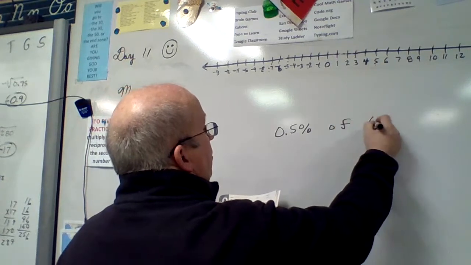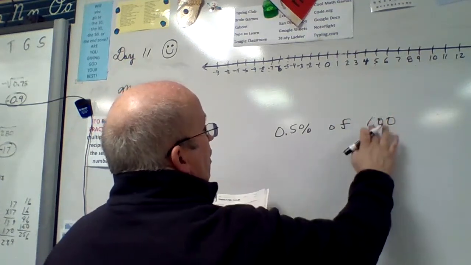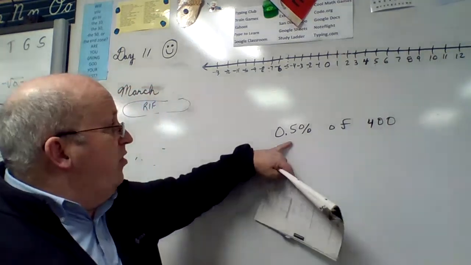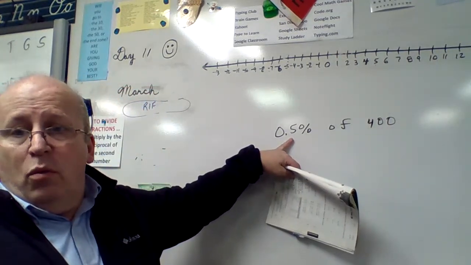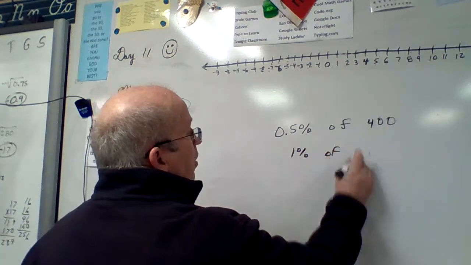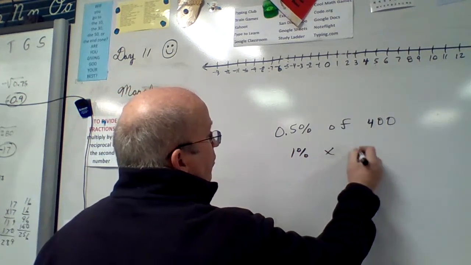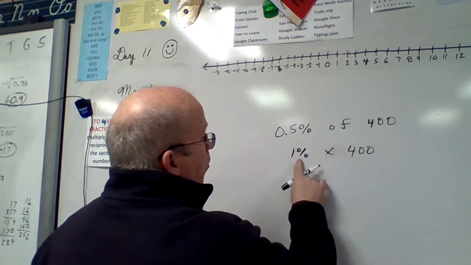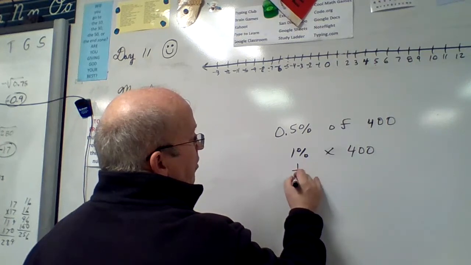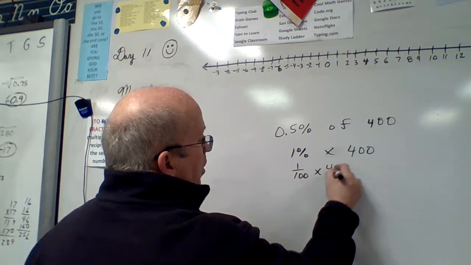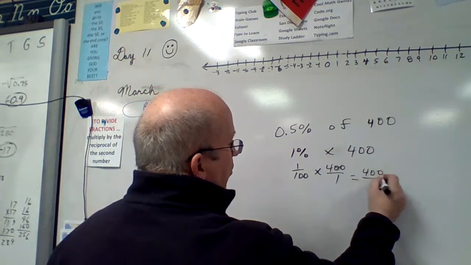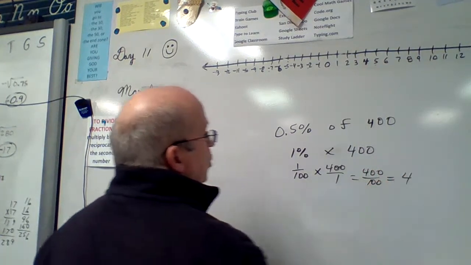0.5% of 600, but I'm not going to do the one for 600. I'm going to change it to 400. Okay. First thing I realize is that this is smaller than 1%. So I'm going to figure out what 1% of 400 is, and of is multiplication. So I write 1% times 400. Then I realize, wait a minute, 1%, that's 1/100th. So what's this equal? Isn't that really 400 over 100, or just plain the number 4?